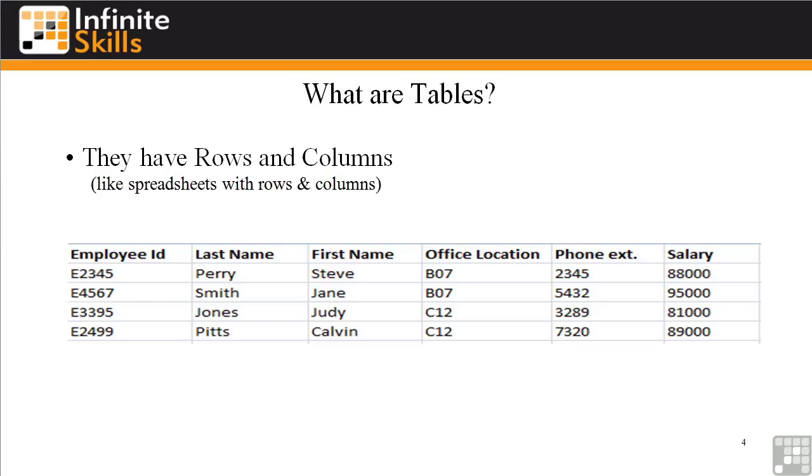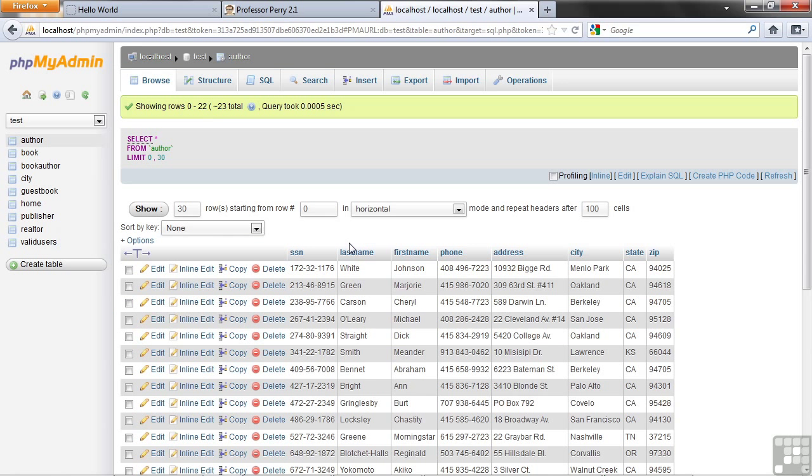So what are tables again? They have rows and columns, very much like spreadsheets. Now, unlike Excel spreadsheets, instead of numbering the rows along the side with 1, 2, 3, 4, we have an ID here that keeps track of each row of data that's unique. And instead of putting A, B, C, D, we label the data: employee ID, last name, first name, and so forth. Let's look at some actual tables using a special tool we have called PHPMyAdmin.